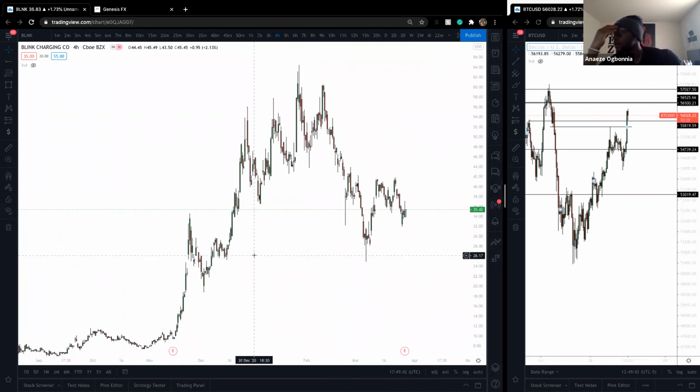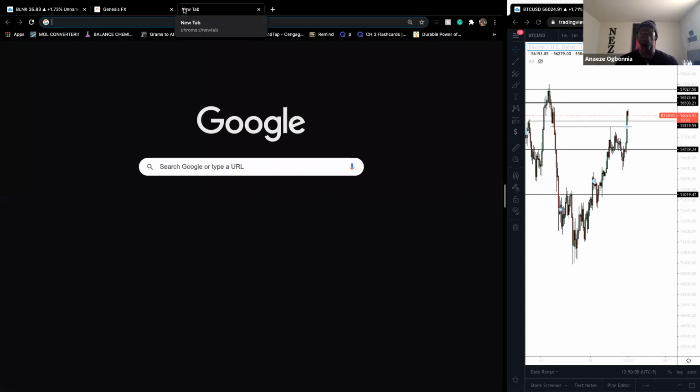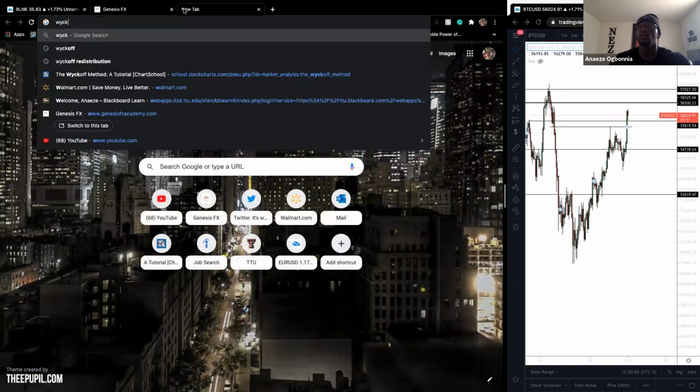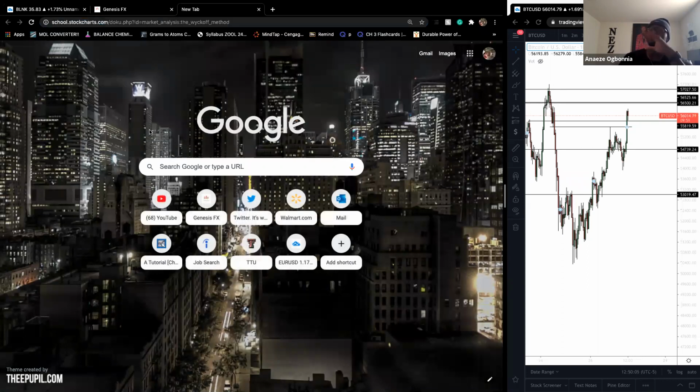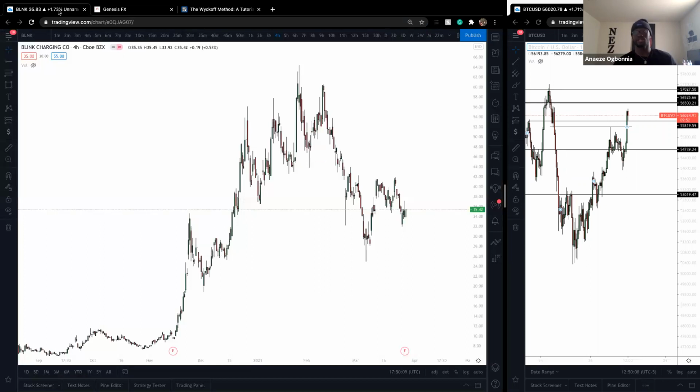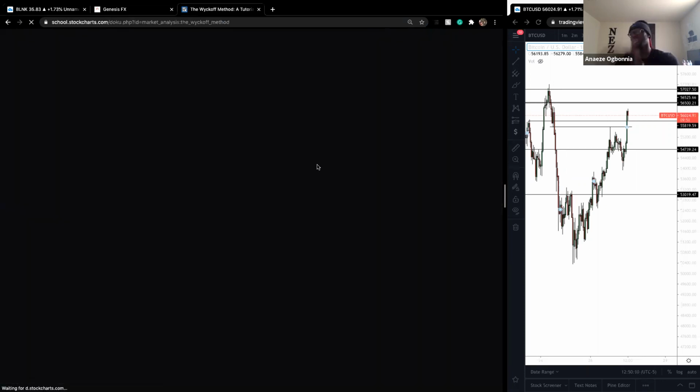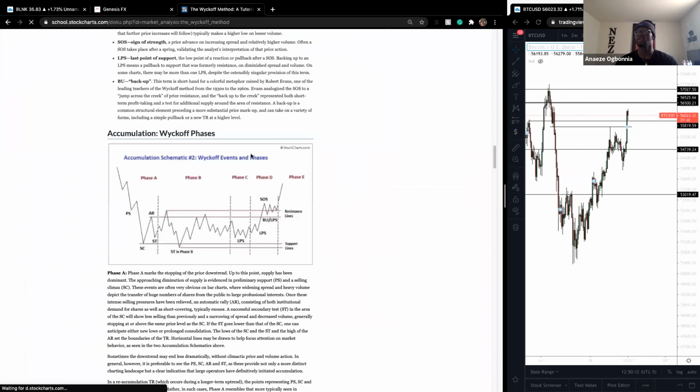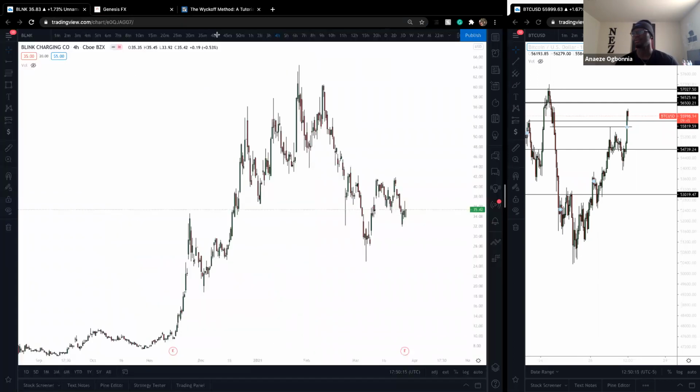Okay, how do I explain this? So while market structure is nice and all, I'm going to say this again: market structure is the most important thing for me. However, since I know a lot more other things, such as Wyckoff, okay, I do see accumulation forming. Okay, so again, that's what we call Wyckoff. I see accumulation.